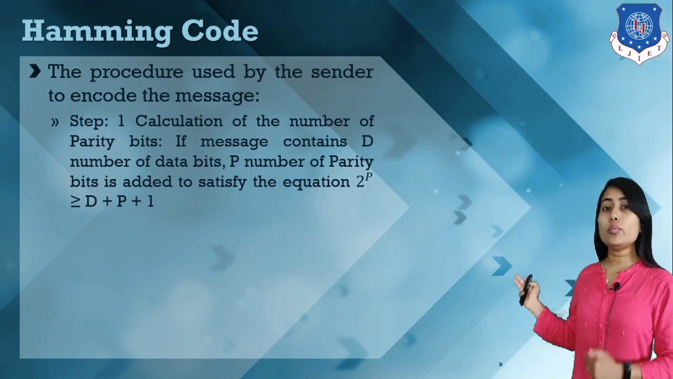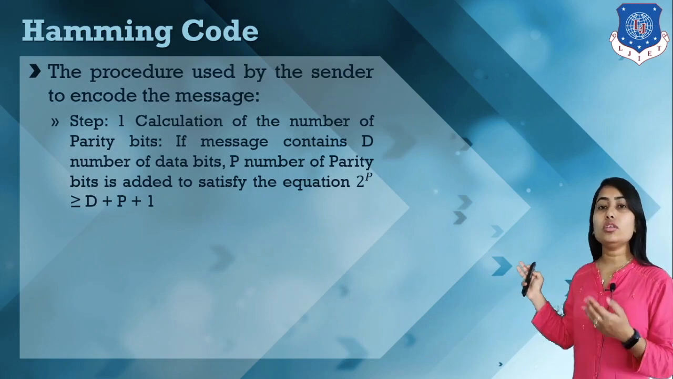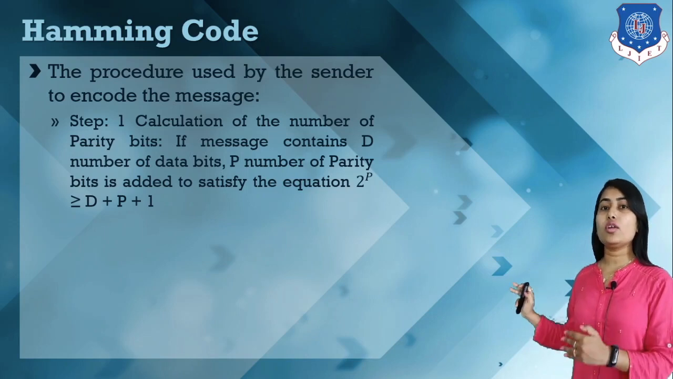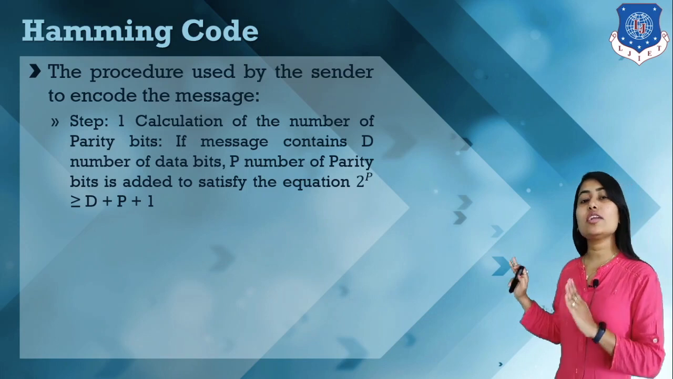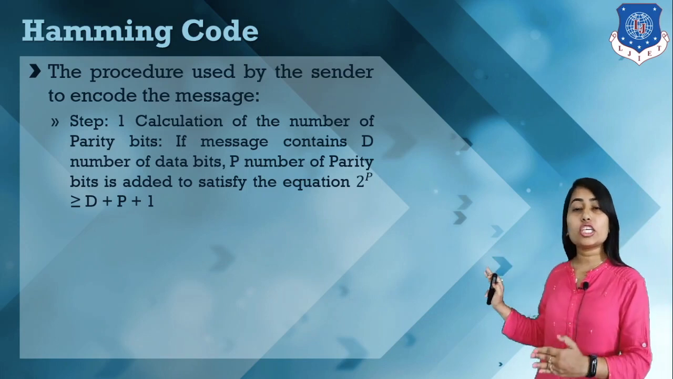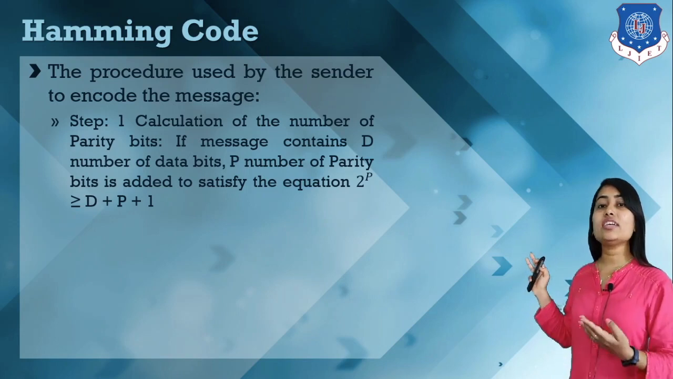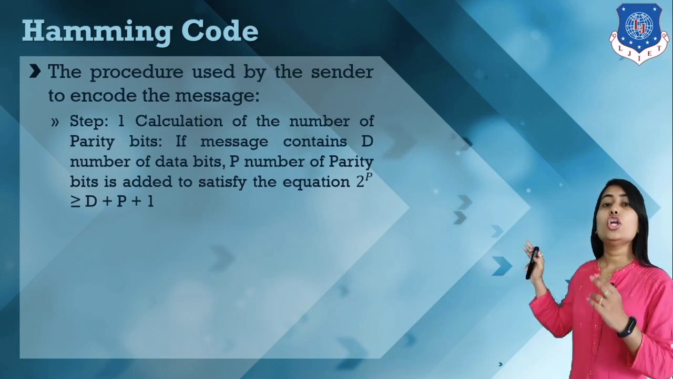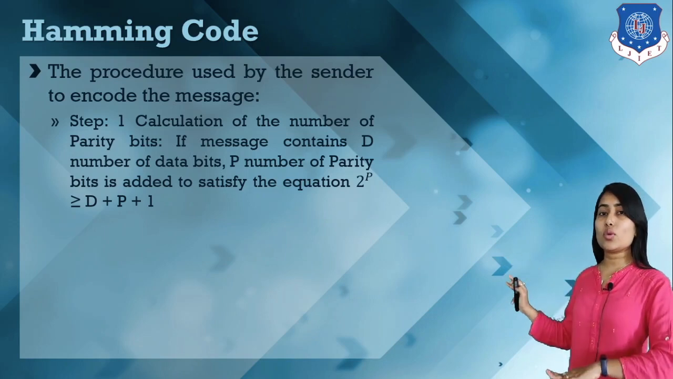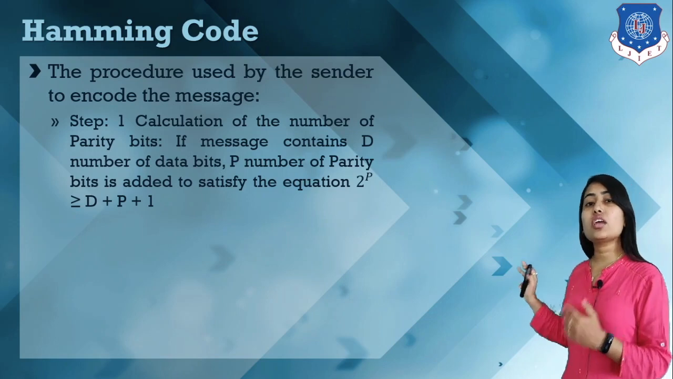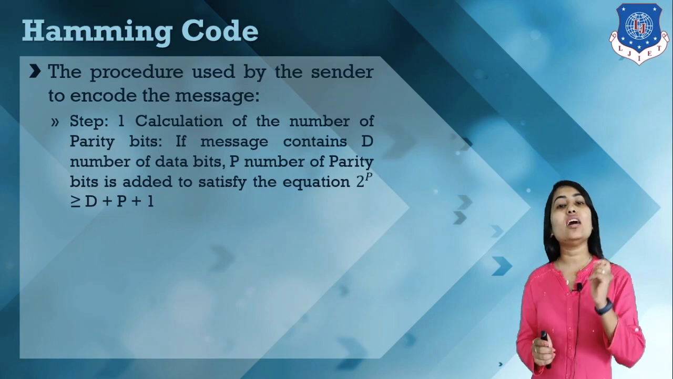So here we have a procedure. First we have to identify the amount of redundant bits required, that means the total number of parity bits. So how can we calculate that? Here we have an equation: 2 raised to p is greater than or equal to d plus p plus 1. Using this equation, calculate the total number of required parity bits, that is, the total number of required extra bits.